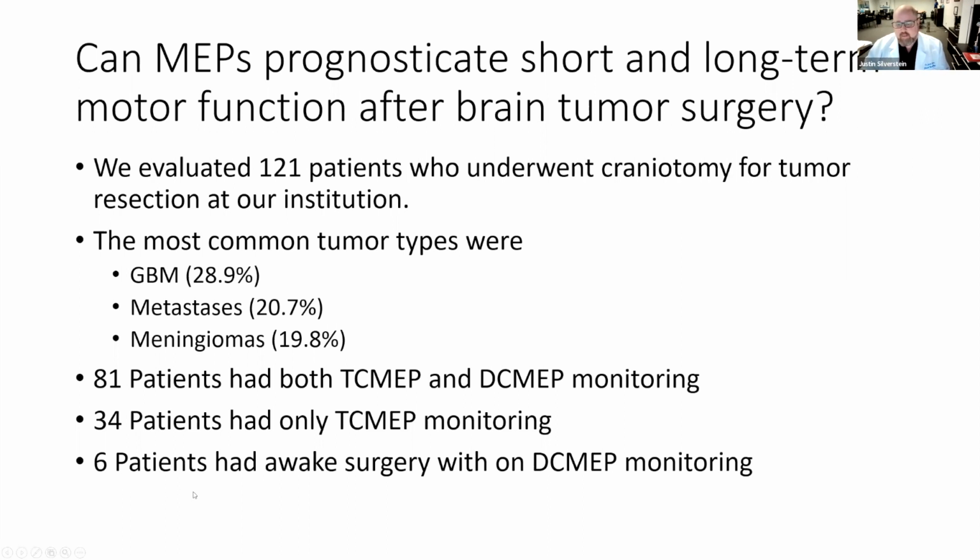And then 6 patients had awake surgery, where we only do direct cortical motor monitoring. We won't do transcranial motors in a patient that's awake because they're moving. It'll cause them to move too much.